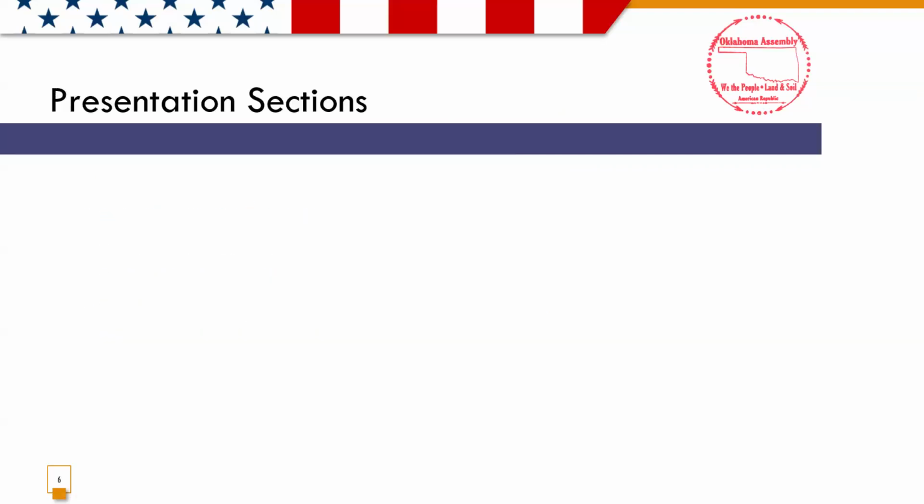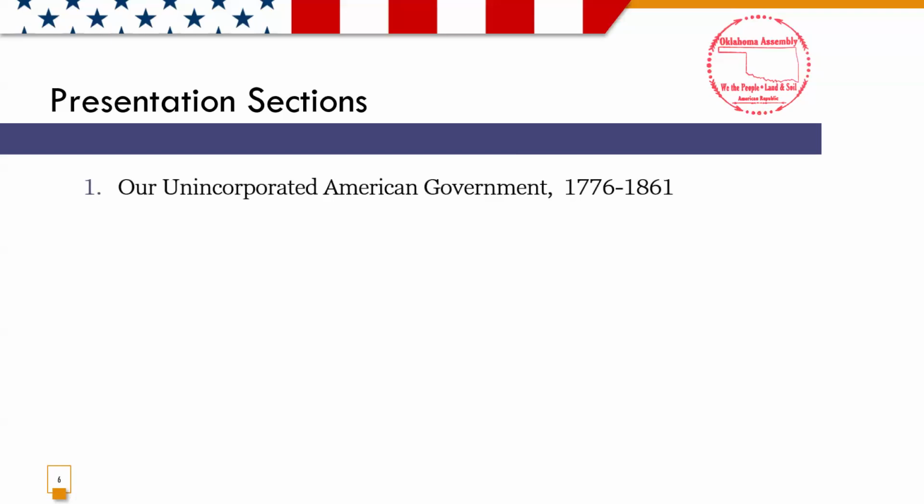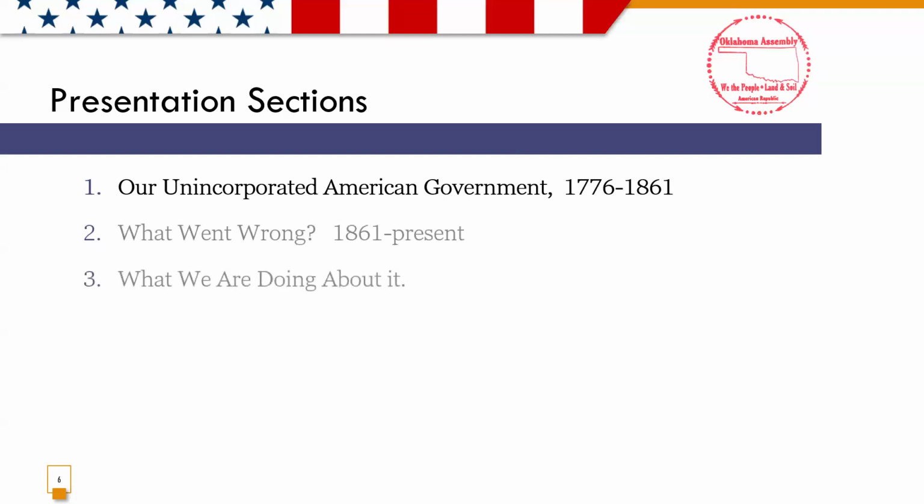Here are the presentation sections. Part 1, Our Incorporated American Government, 1776 to 1861. Part 2, What Went Wrong, 1861 to Present. And Part 3, What Are We Doing About It?